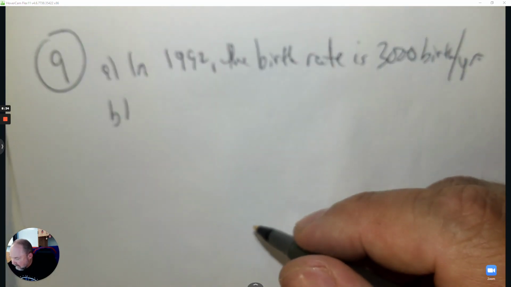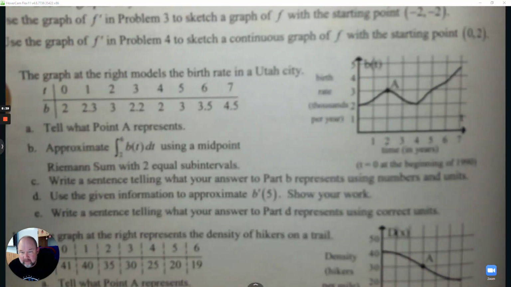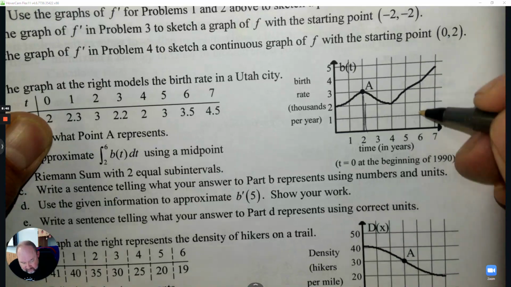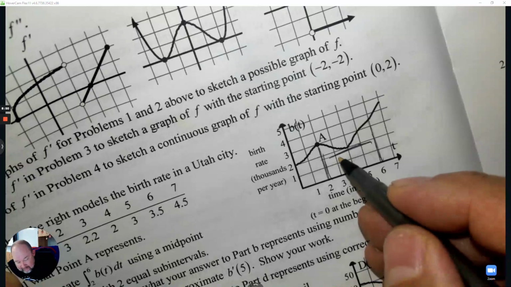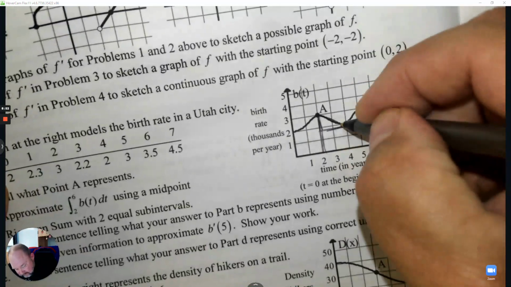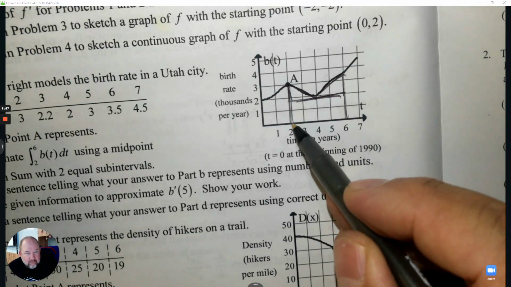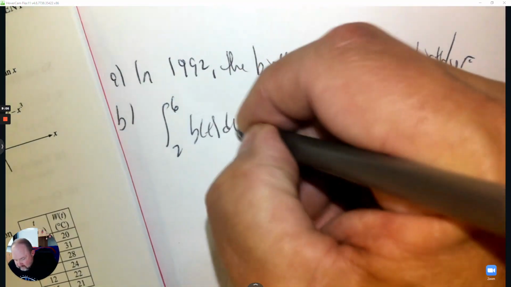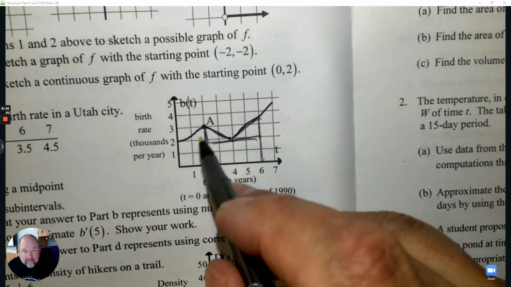Part B, approximate the integration. Now, when we integrate off a graph, we're finding the area. So we're finding the area from 2 to 6. If I was going to estimate from 2 to 6, I see 2 triangles and a rectangle. I know the rectangle is 4 by 2, so that's 8, plus the 2 triangles.